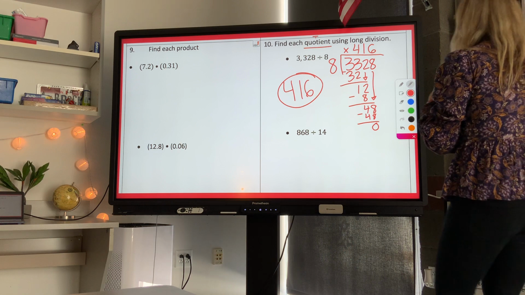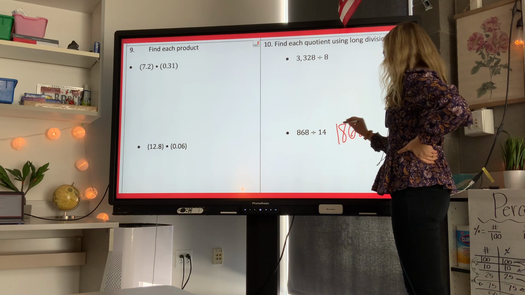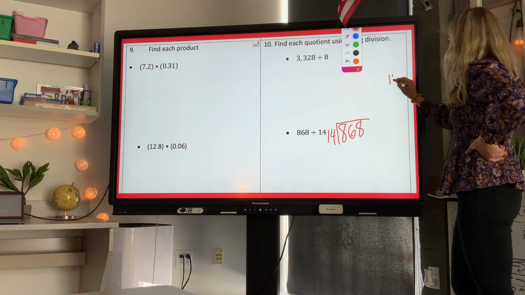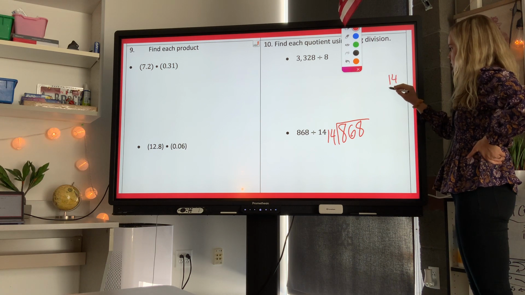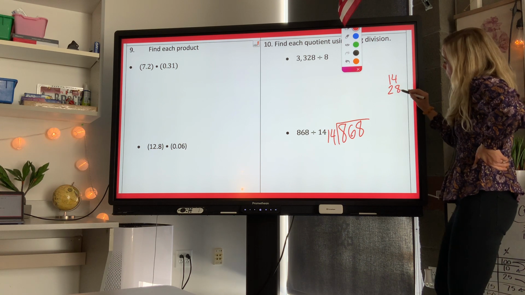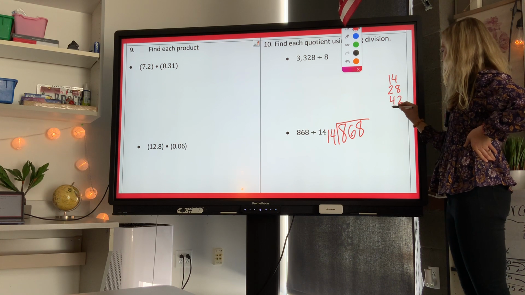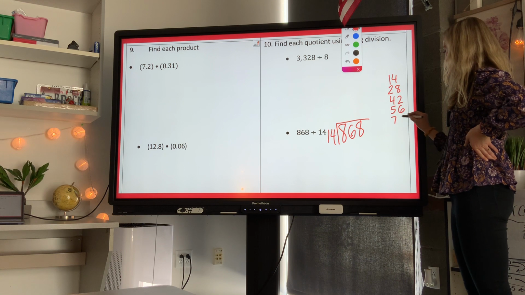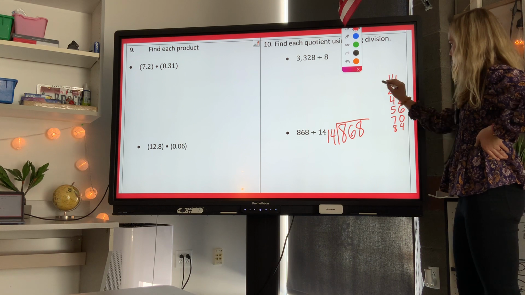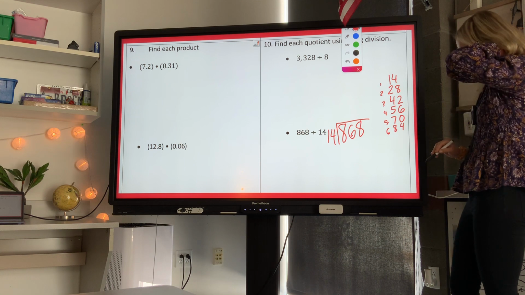Okie dokie, last one. We have, or at least for this part, 868 divided by 14. Okay, so one good thing to do is just to write down, count by that number on the side, especially if you don't have it on your multiplication chart. So we have 14, plus 14 is 28. 28 plus 4 would be 32, plus 10 is 42. Okay, plus 14 is 56, plus 14 is 70, plus 14 is 84. And I'm going to stop there. So this is 1 times by 1, 2, 3, 4, 5, 6. Hopefully we don't have to go more.